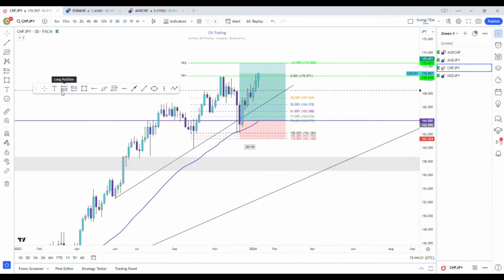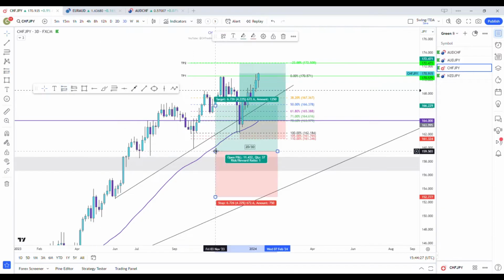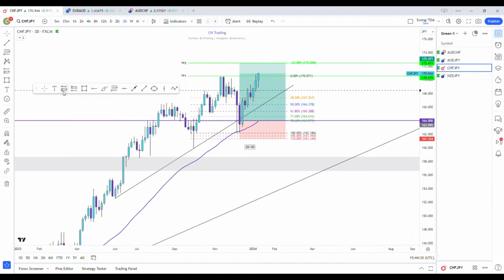Moving on, I have the long position and short positions, which you can find here. I have those saved because you know you're going to use them to plot on the chart, so it's so much easier having these there than it is having to dig them out every time.